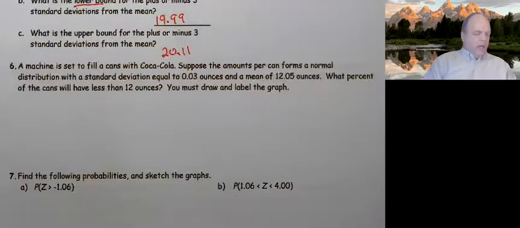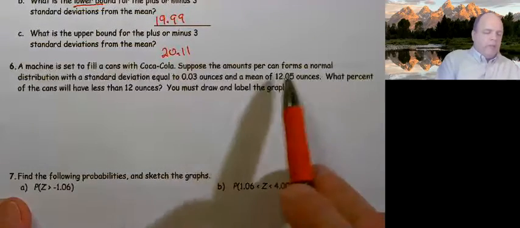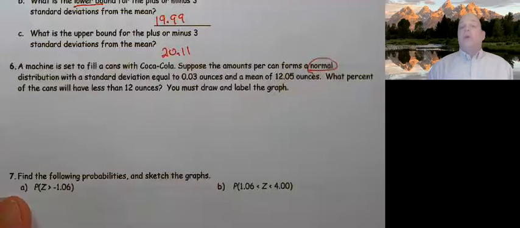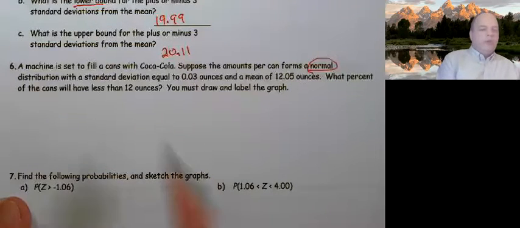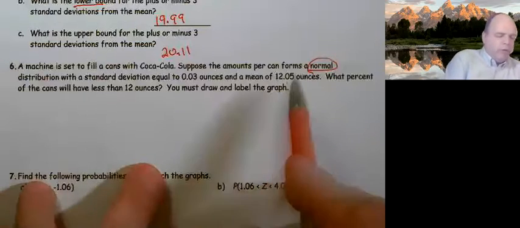All right, this is a continuation of the test review videos. This video will cover problems 6, 7, and 8. So a machine is set to fill Coca-Cola cans with Coca-Cola. Suppose the amounts per can form a normal distribution. That's really key. If I see that, I'm probably working with the normal distribution with a standard deviation equal to 0.03 and a mean of 12.05.